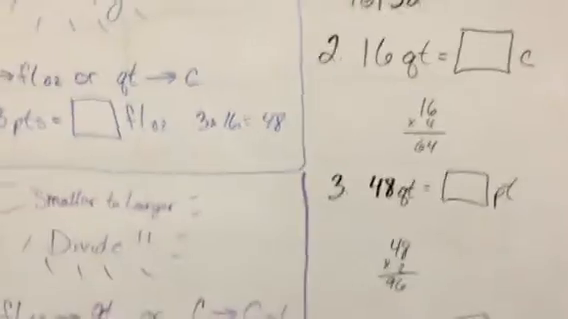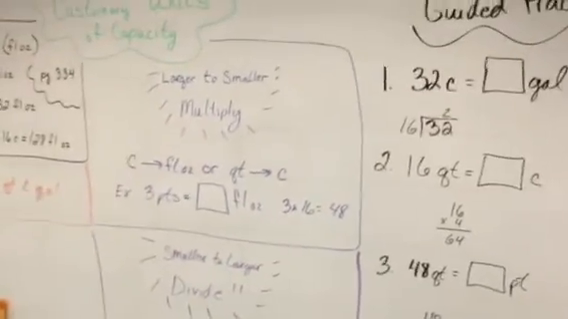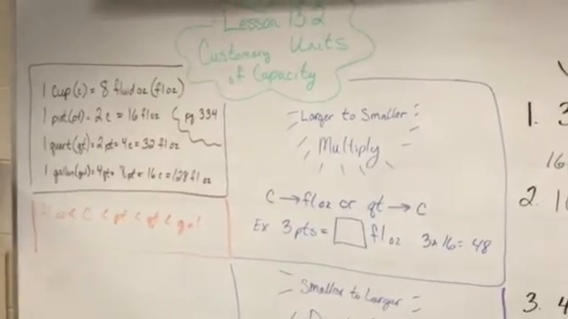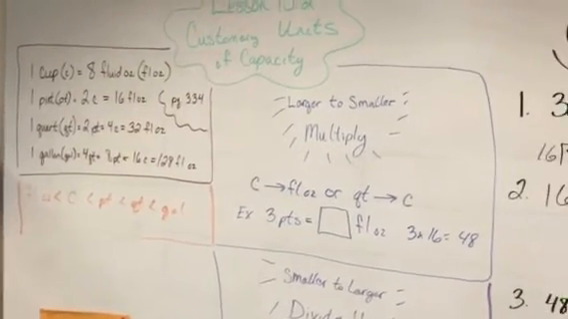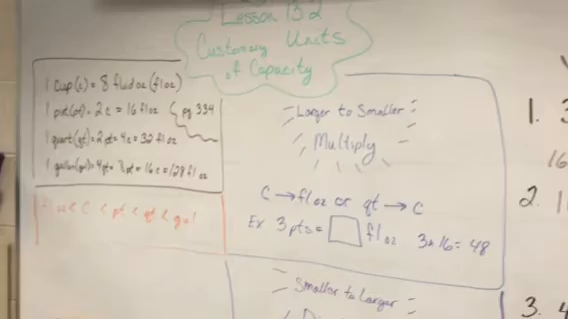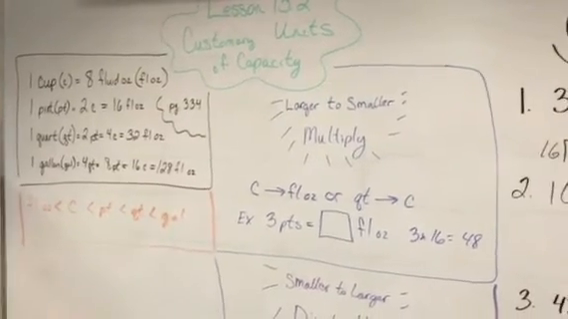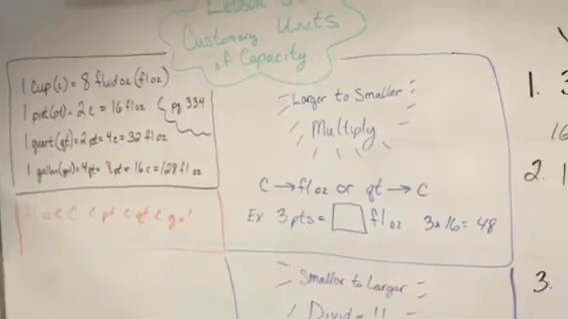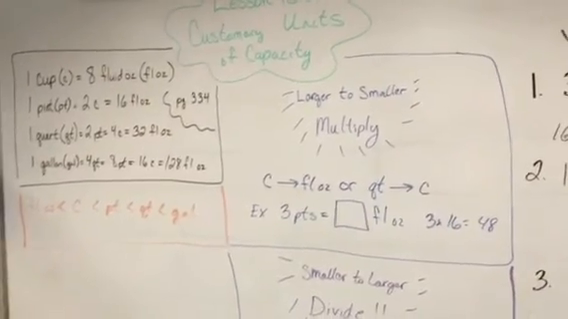A lot of the ideas that we're going to be talking about in 13.2 are very similar to the ideas of 13.1. The only difference is instead of having feet, miles, inches, yards, those types of things, now we have fluid ounces, cups, pints, quarts, and gallons, and a whole different set of conversions.